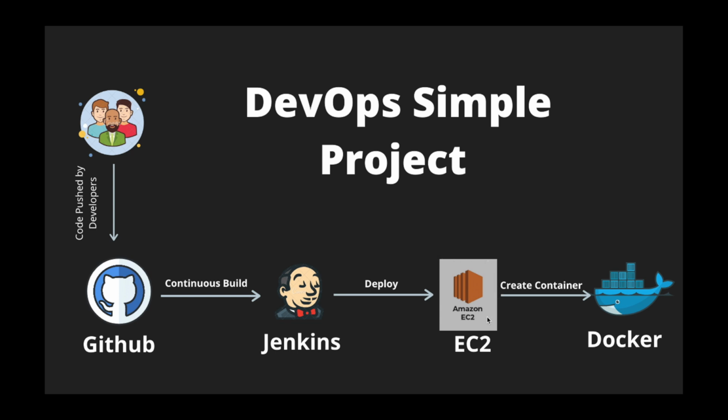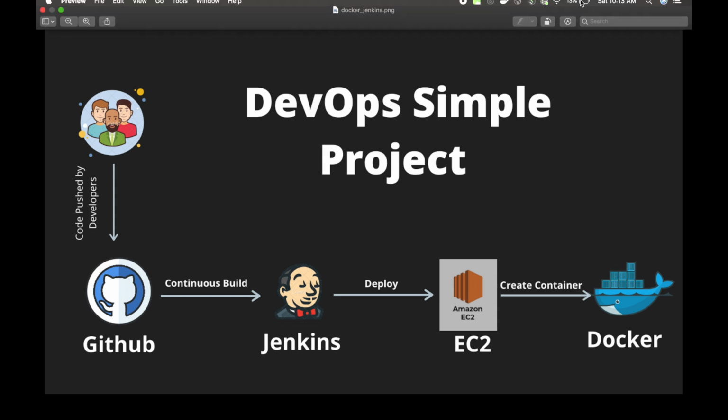So using the Docker file we are creating a custom Tomcat image, and once the custom Tomcat image is created, we are creating a container of that Tomcat image using that war file. So this is the complete process we are doing in this project. So let's start the process.